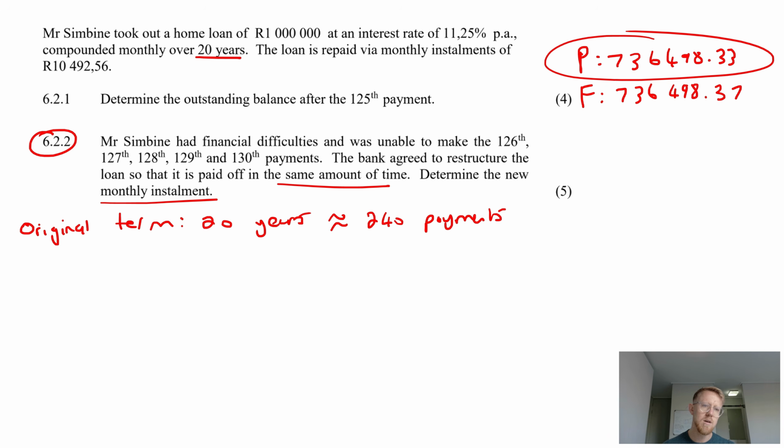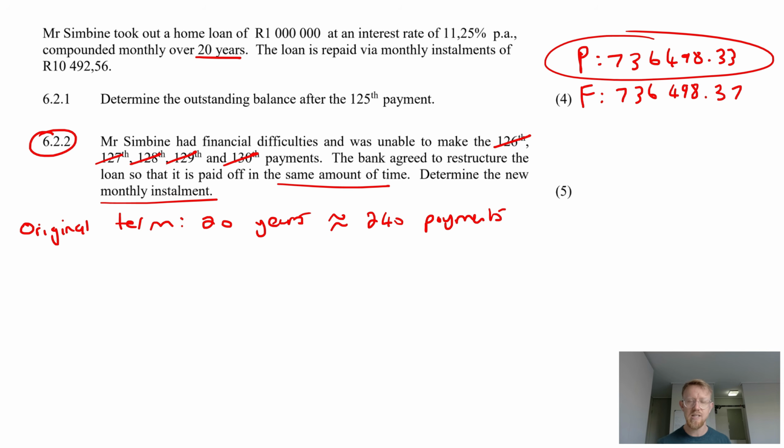Now, Mr. Simbine, everything was going good in his life. He was making all of his payments. He even made the 125th payment. So everything was perfect. Then, for some reason, he didn't make the 126th, 127th, 128th, 129th, and 130th payments. So he missed 5 payments. So he then walks back into the bank and he says, "Hi, bank. I'm really sorry that I haven't made those last 5 payments. Things got a little bit hectic on my side."